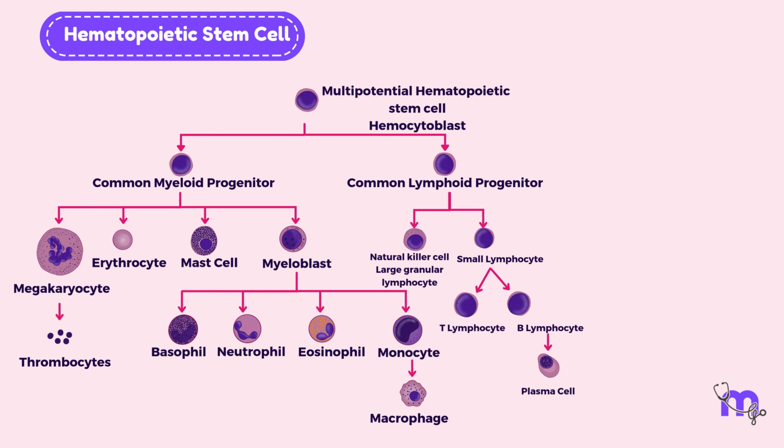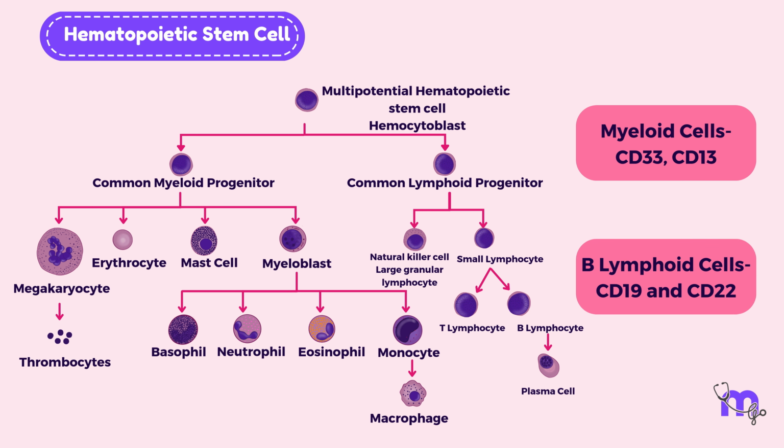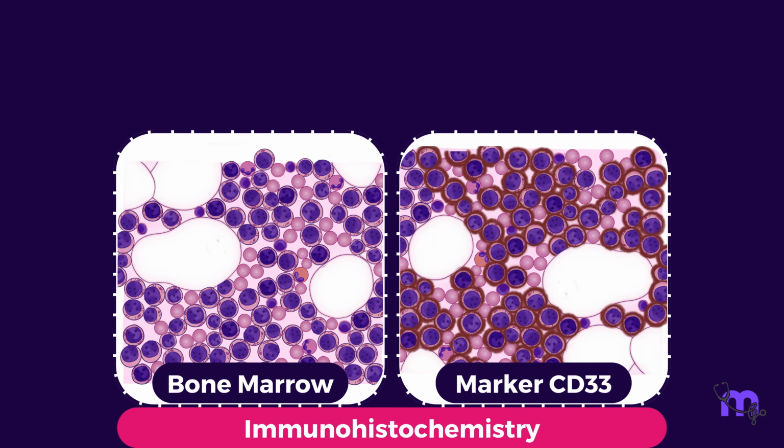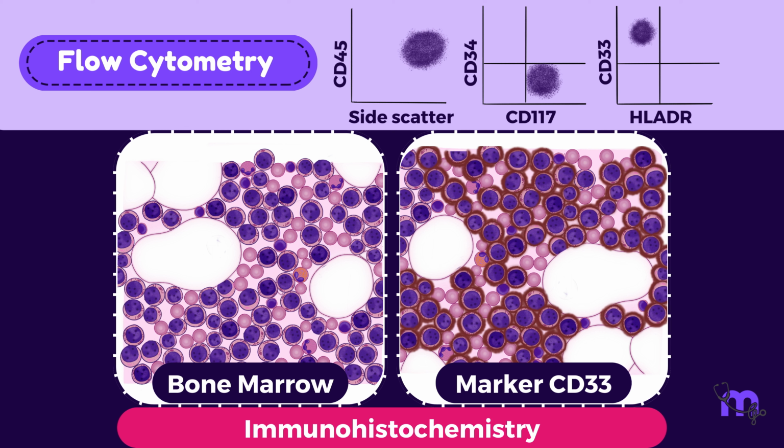Each lineage of hematopoietic cells has a specific marker for it. For example, the markers for myeloid cells are CD33, CD13, and B lymphoid cells are CD19 and CD22. Immunohistochemistry on bone marrow biopsies and flow cytometry on peripheral blood or marrow aspirants are tests which use these lineage markers to diagnose leukemias.